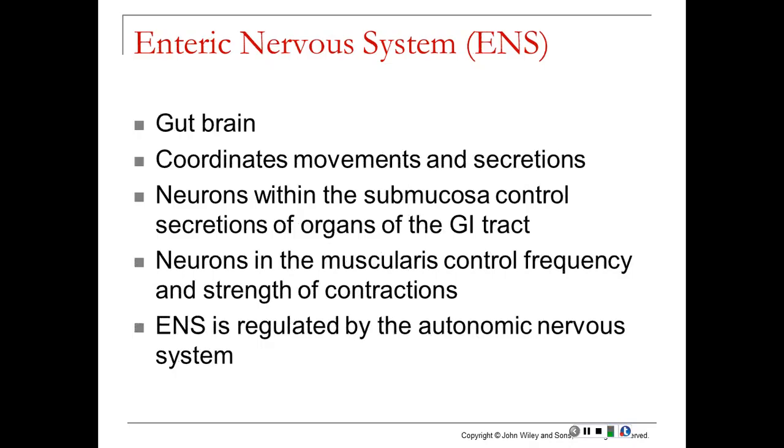So let's talk briefly about the enteric nervous system. We mentioned it before when we were talking about the nervous system. The enteric nervous system is kind of like the brain within our gut. It's going to coordinate movements and secretions of our digestive tract.